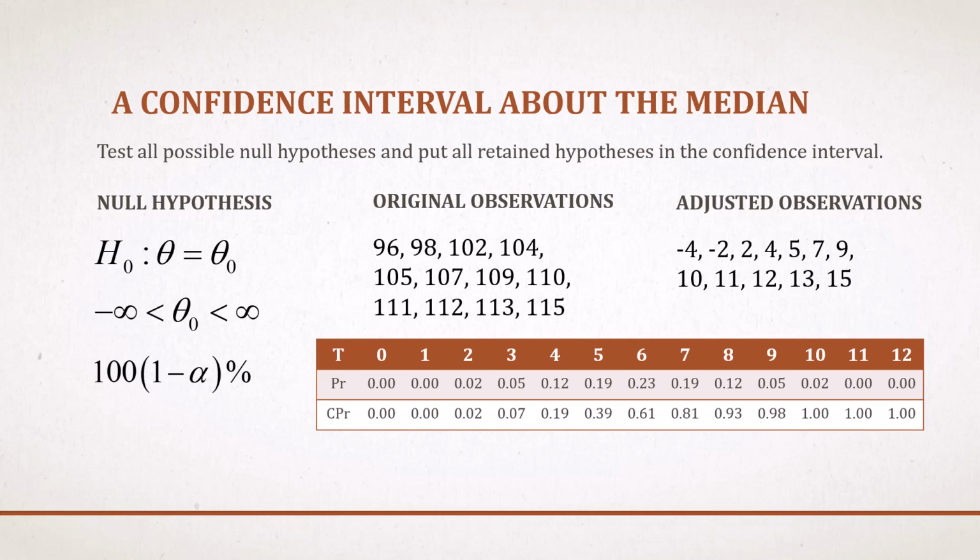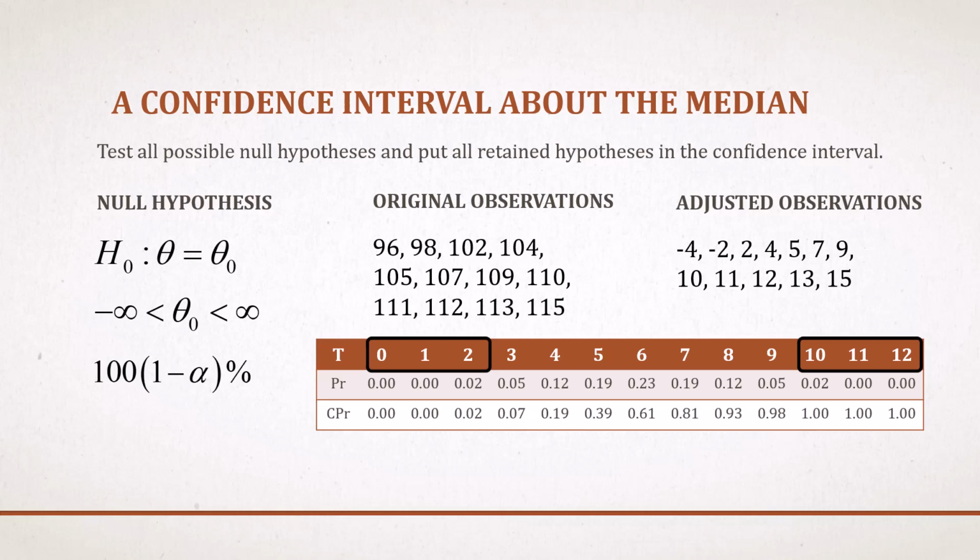Now, the key to constructing this confidence interval is to recognize that we're going to put all retained hypotheses in the confidence interval. A moment ago, we just conducted a hypothesis test about 100, and that's how we derived these adjusted observations. When we did that, we were able to reject the null hypothesis, so we already know that 100 will not be in our confidence interval. We also discovered that the critical region was 0, 1, and 2, 10, 11, and 12. So 9 is not in the critical region.